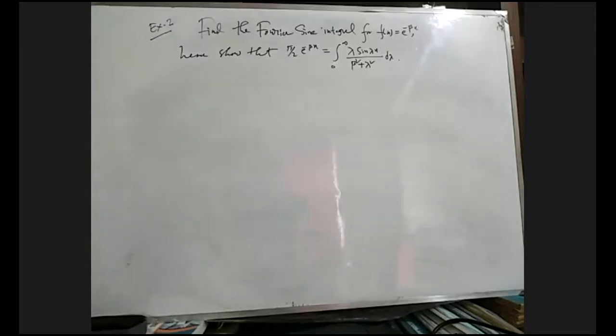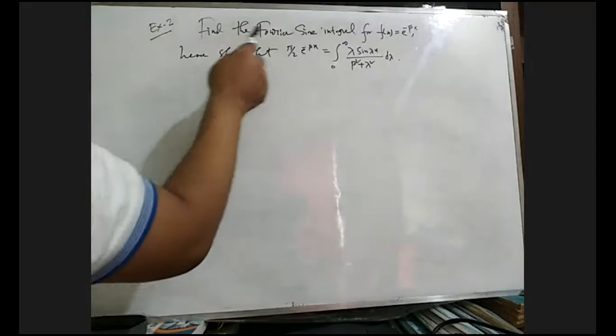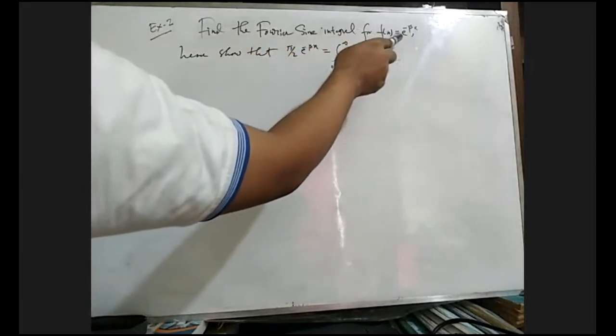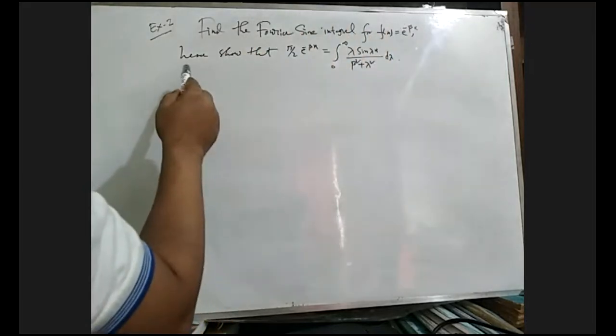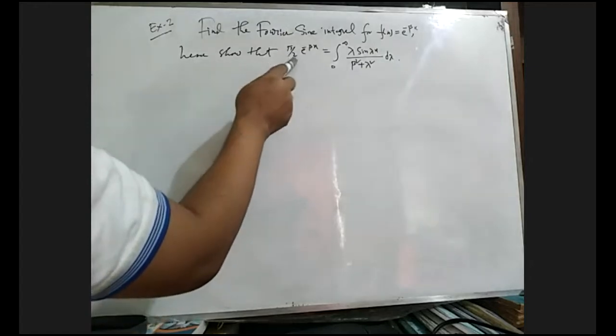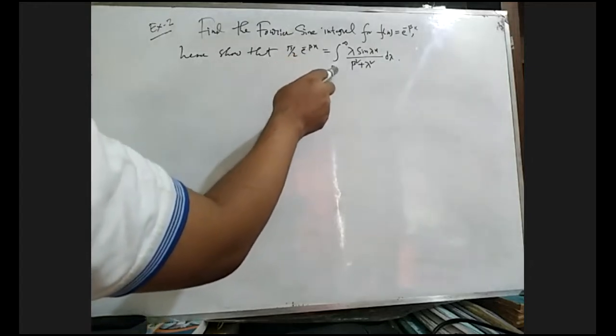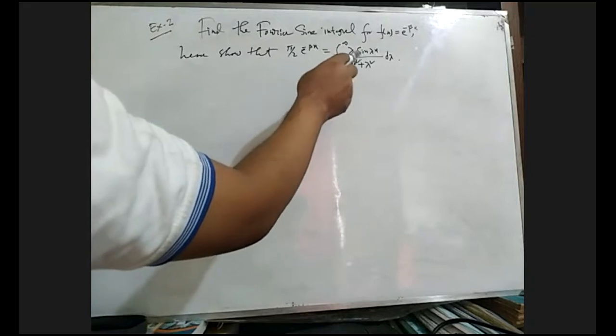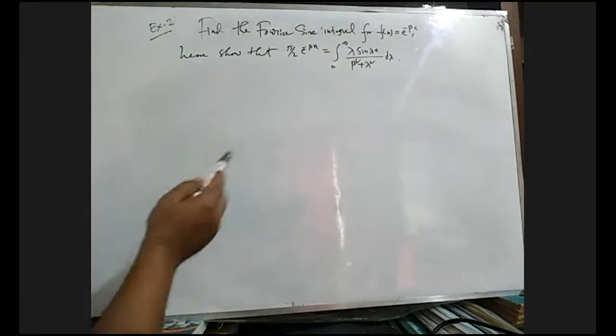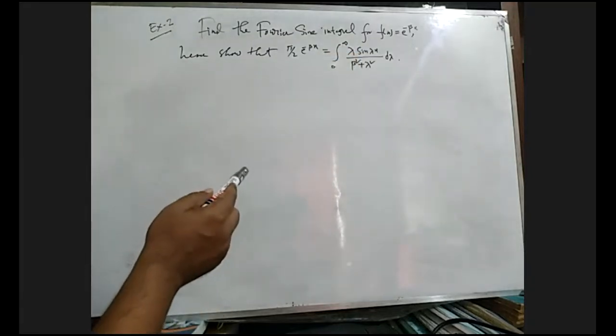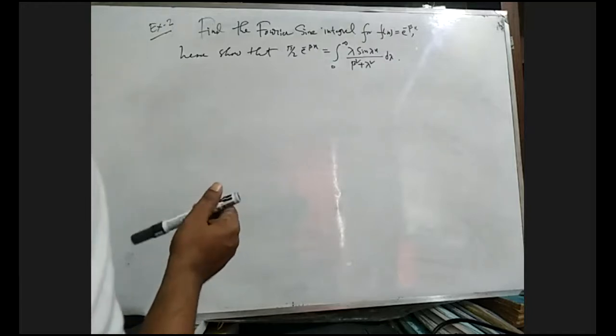Now another example, Example 2. Find the Fourier sine integral for f of x equals e to the power minus beta x, and hence show that pi by 2 times e to the power minus beta x equals the improper integral from 0 to infinity of lambda sine lambda x divided by beta square plus lambda square, and this integration will be with respect to lambda.